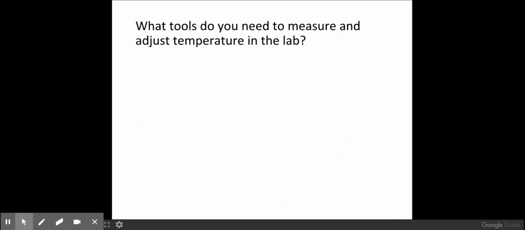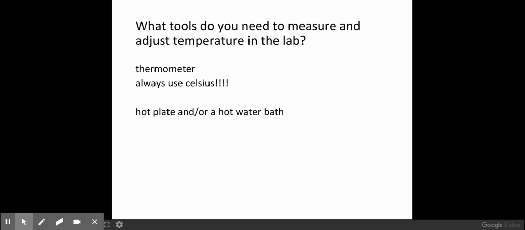So now let's think a little bit about what tools you would need to measure and adjust temperature in a lab setting. Well, if you want to measure temperature, you're going to use a thermometer, and you're always going to use Celsius. Now, if you want to heat something up, you'd use a hot plate or a hot water bath. If you're at home, a hot water bath is basically water that you've heated up in a container. So it's a nice little bath for your reaction.